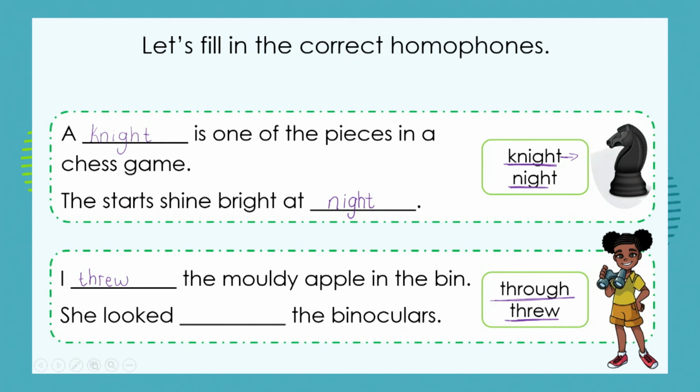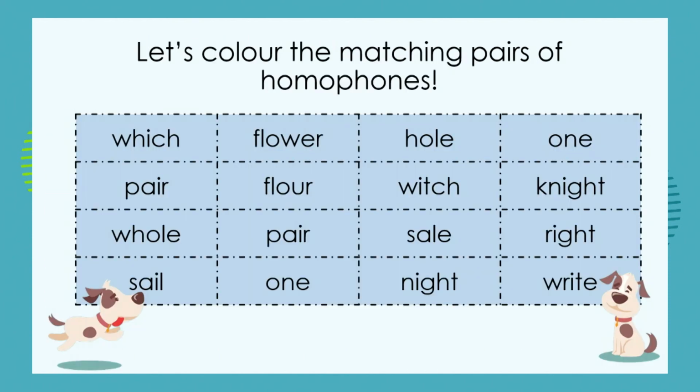And then she looked through the binoculars. So through. T-H-R-O-U-G-H. Through. All right. And then our very last activity, you can quickly look. We are going to match the pairs of homophones. So we're going to do a few and listen to the sound.